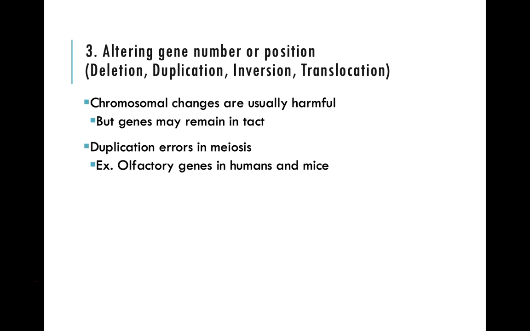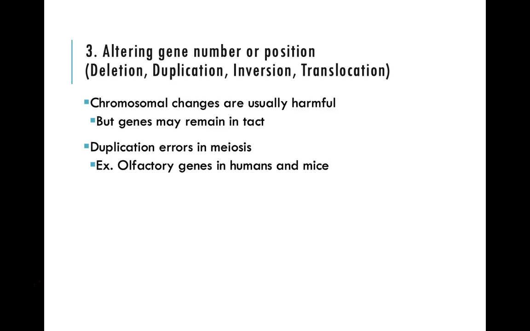Our last source of genetic variation is altering gene number or position. So we talked about this, I think it was chapter 12. This was changes to the chromosome. So duplication or deletion of a region of chromosome, inversion where we flip-flop a bit of the chromosome and stick it on backwards, translocation where we move a section of a chromosome to another one.